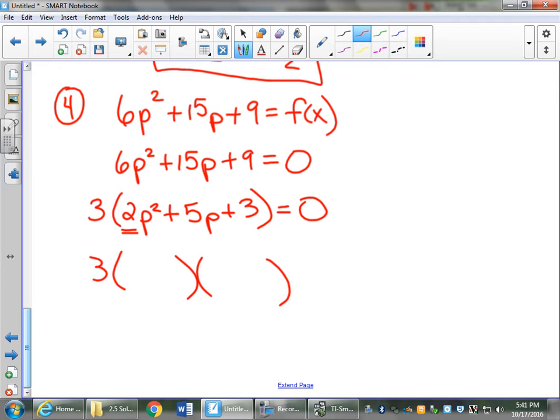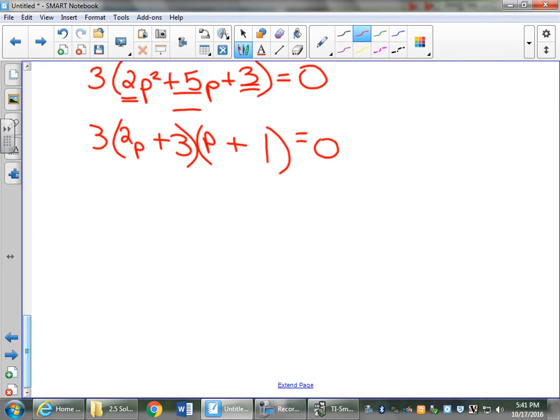Okay. Factors of a, which is 2, is just 1 and 2, so it's got to be a 2p and a 1p. And the factors of 3 are just 1 and 3, so it's either going to be 1 and 3 or 3 and 1. We're trying to get a b value of 5. So I want to put the 1 over here and the 3 over here, and everything's positive. I can double check that. If I do the outer and inner, I'd get 2p plus 3p, which is 5p. It does match up. I keep bringing down my 0 there. I don't want to lose my equation.